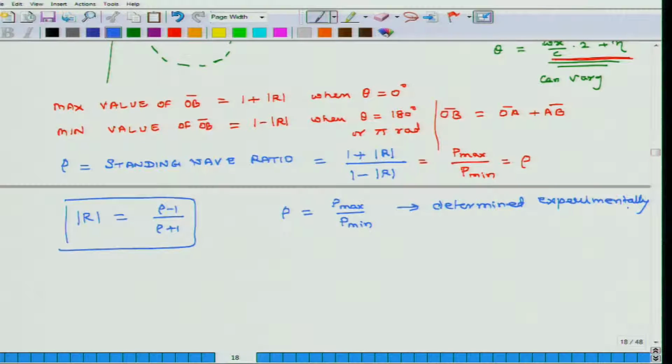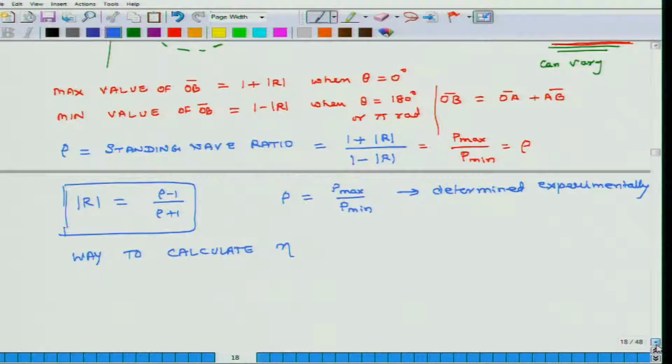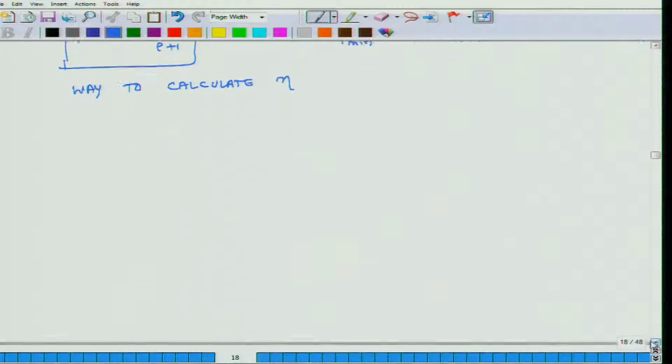Okay. So now I have figured out how to calculate modulus of R. The other thing I have to figure out is how to calculate eta. Once I figure out how to find eta, I can know the value of R, and then from R I can back calculate the value of ZL. So we'll figure out now how to find the value of eta.